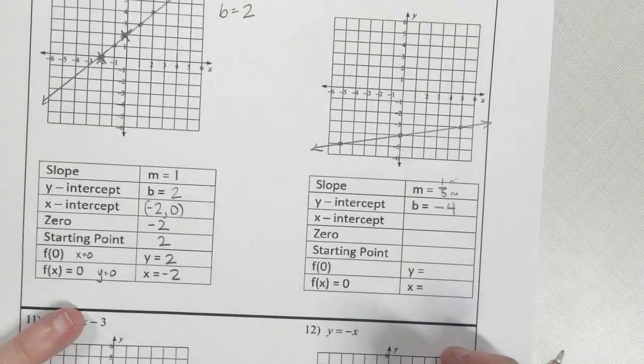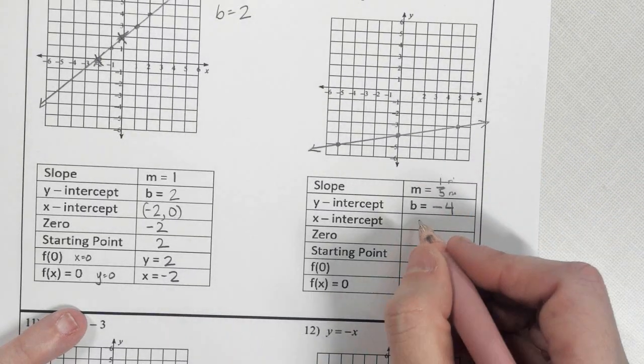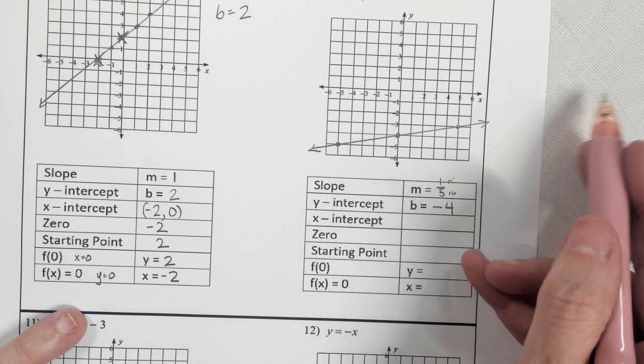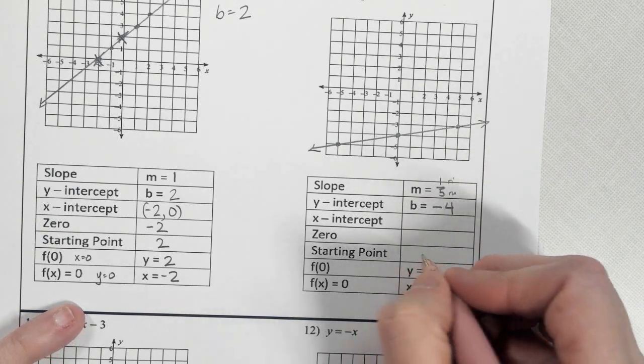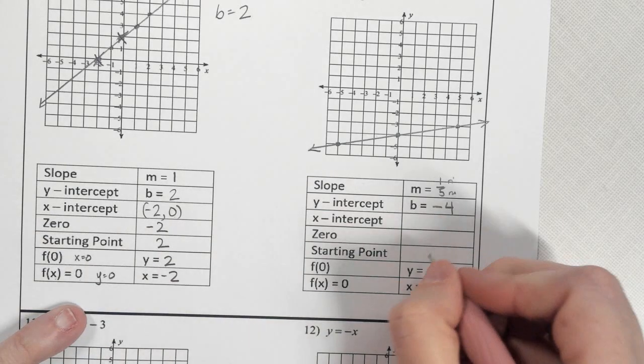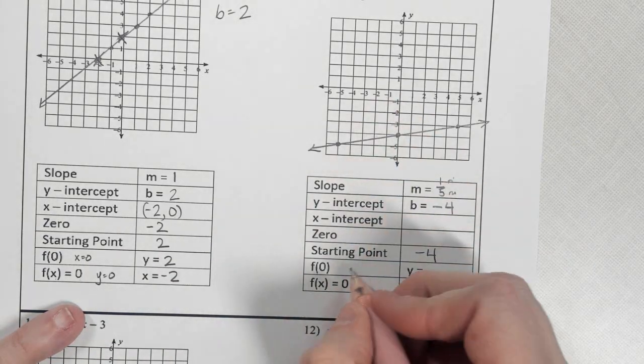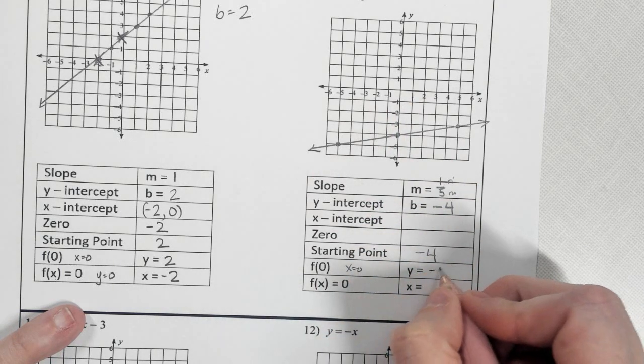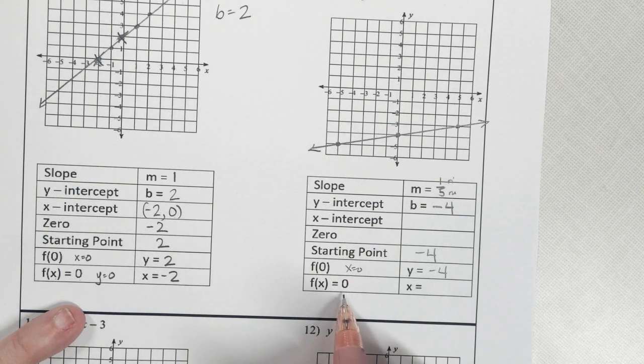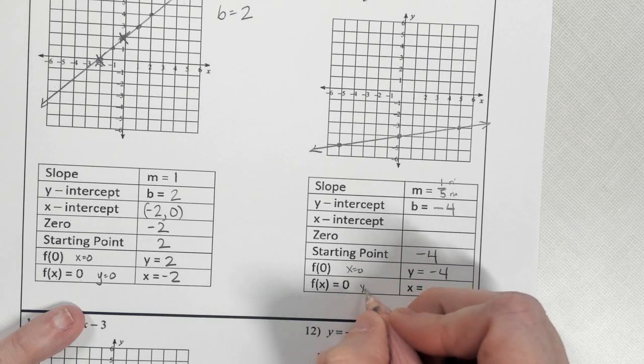My y-intercept is easy to find. My zero, I can't find my x-intercept because I can't see it. It's all the way over here somewhere. My starting point I can find, not a problem. It's -4. When x is 0, y is -4. Now I've got to figure out what is x when y is 0.